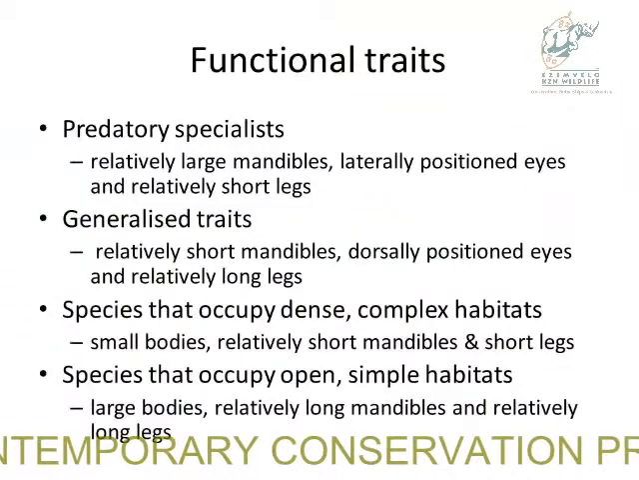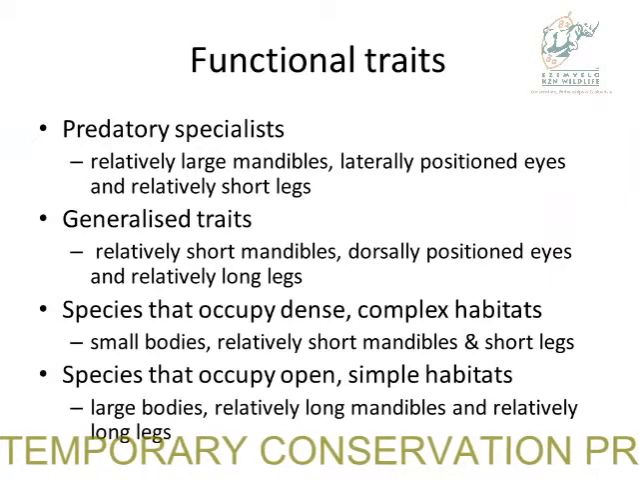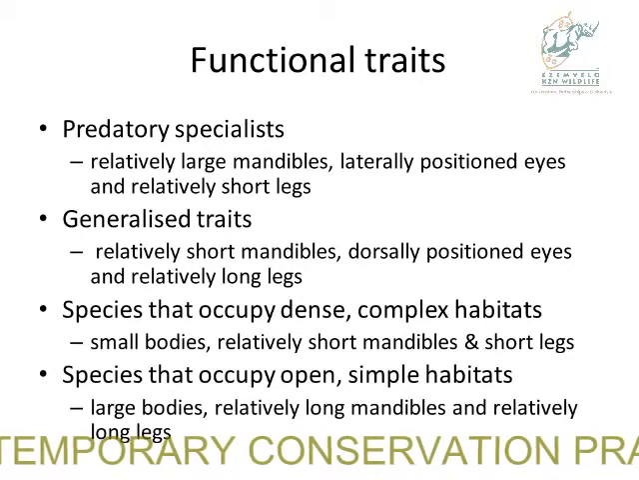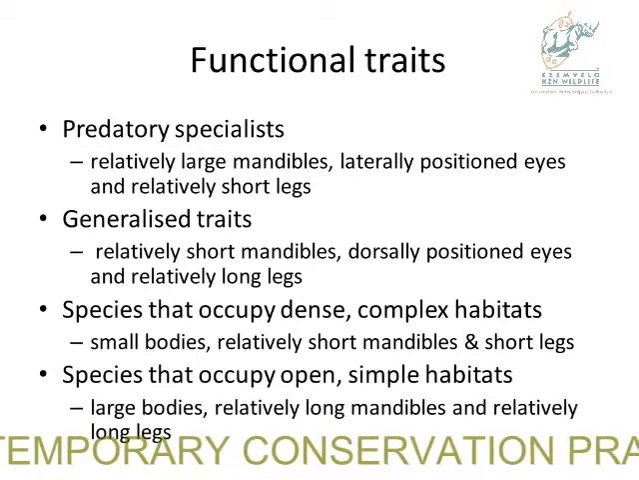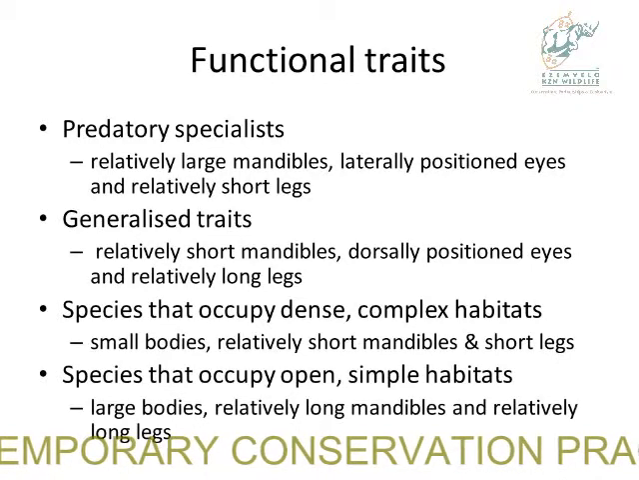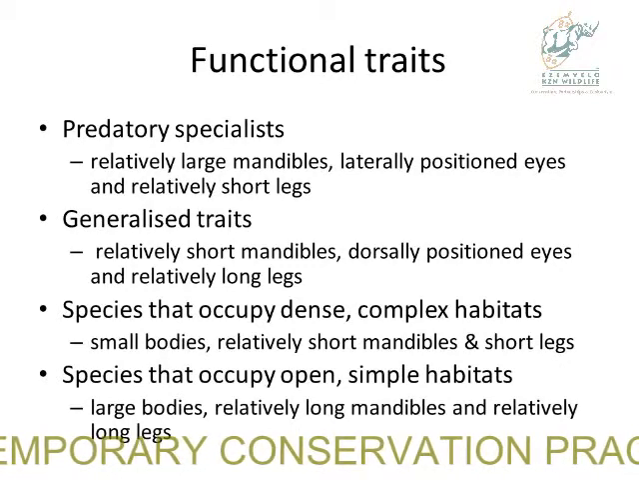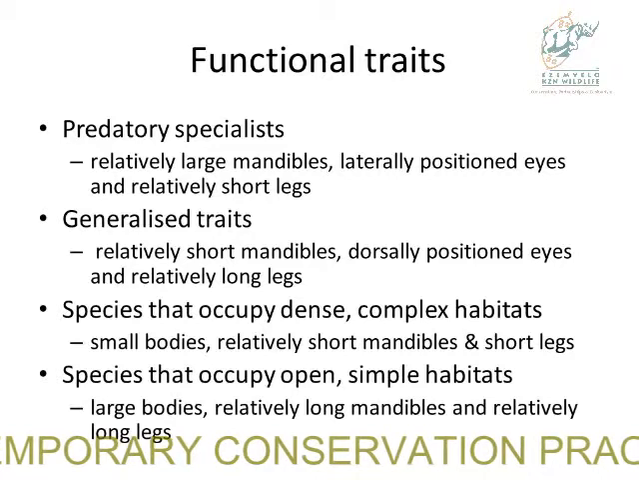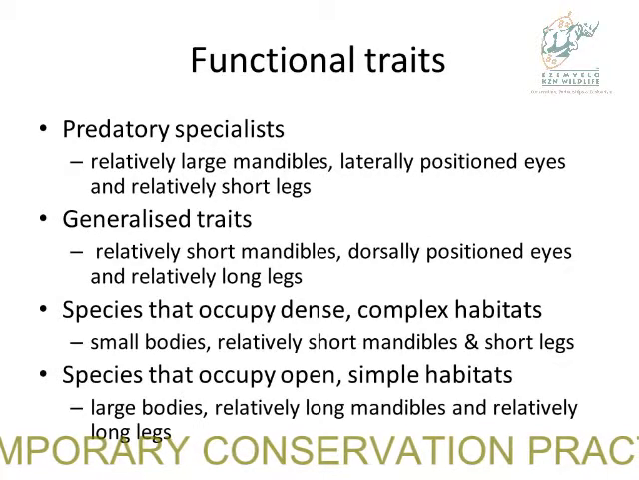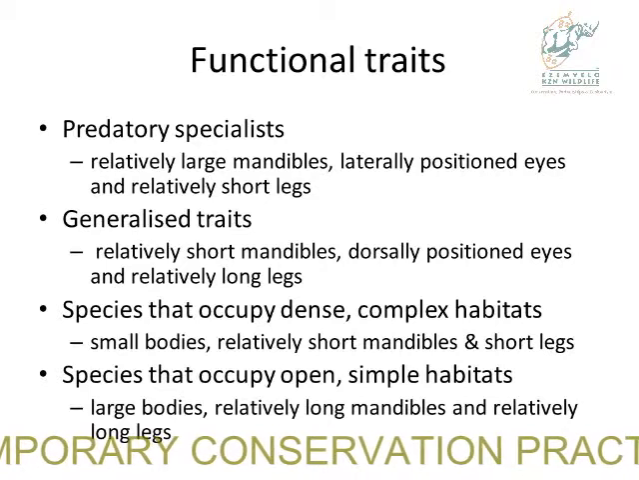These can be informative. So if we look at these in terms of the functional traits, you get predatory specialists, which have relatively large mandibles, laterally positioned eyes, and relatively short legs. So those, the predatory specialists fit into that category. Then those with generalized traits, relatively short mandibles, dorsally positioned eyes, and relatively long legs. And then if we look at species that occupy dense, complex habitats, these generally have small bodies, relatively short mandibles, and short legs. And species that occupy open, simple habitats tend to have larger bodies, relatively long mandibles, and relatively long legs.